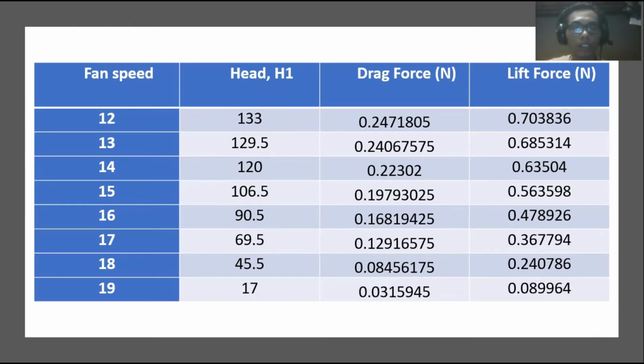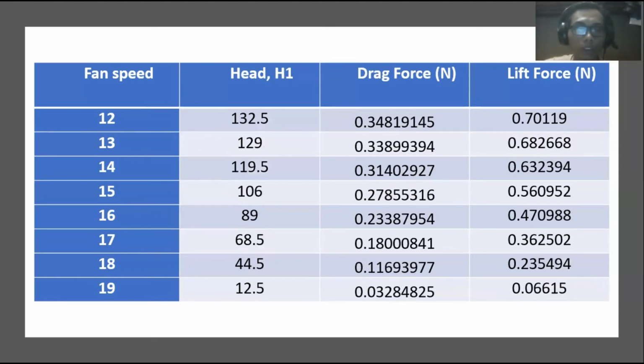So this is for the 30 degree angle. As you can see, the drag force has been shown for the fan speed 12 until 19. And the lift force also has been shown from 12 until 19. So this is for the 45 degree angle. The drag force also has been given, we find from the fan speed 12 until 19. For the lift force also, we find from fan speed 12 until 19.